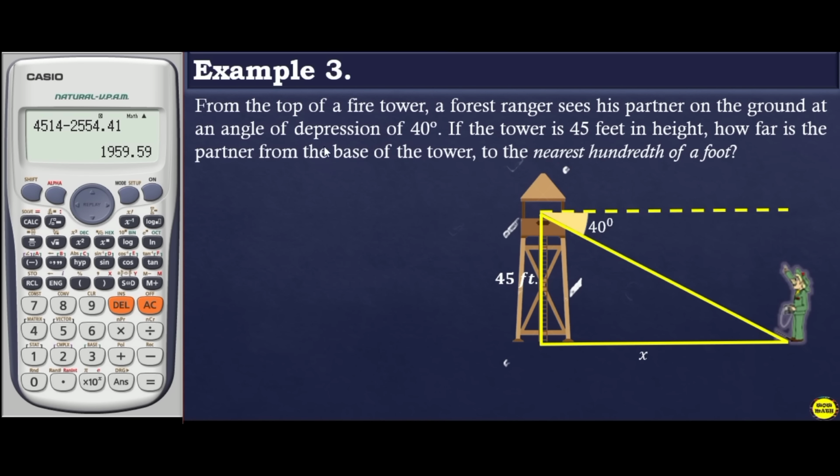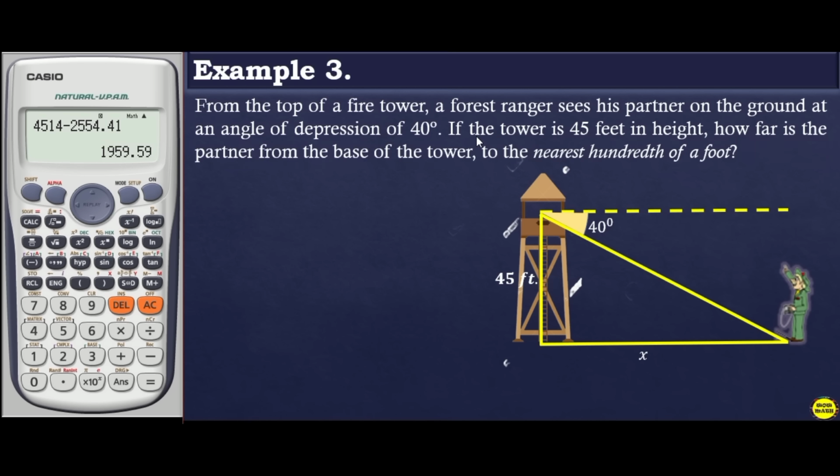Next, from the top of a fire tower, a forest ranger sees his partner on the ground. So, andito siya. And then, nakita niya yung partner niya dun sa baba. Okay? At an angle of depression which is 40 degrees. So, since ito yung kanyang eye level, ito yung horizontal line, nandito siya. Ngayon, yung partner niya nandito sa baba, nakita niya, so magpo-form po siya ng angle of depression. And that is 40 degrees based dun sa ating problem.